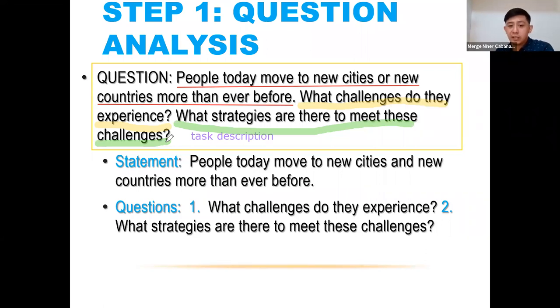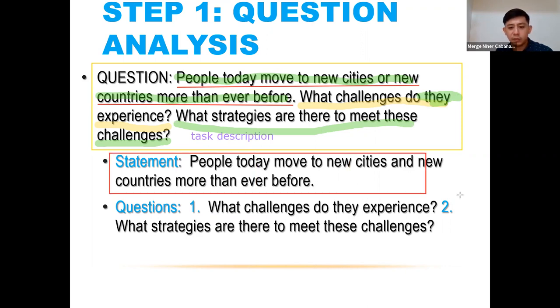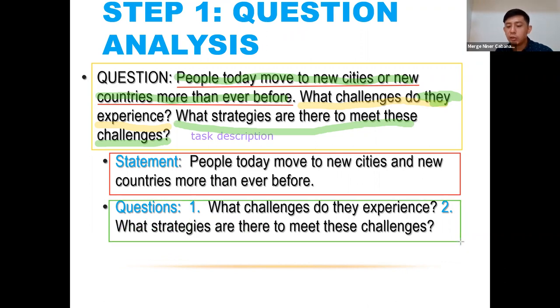I am basically being asked, what challenges do they experience? So the question is, who are they? Those people who moved to cities or new countries more than ever before. Okay. So we're going to segregate again. You have the statement here: people today move to new cities or new countries more than ever before. We call it the background statement. And then we have questions, questions 1 and 2. What challenges do they experience? And what strategies are there to meet these challenges? Okay, that is what we call the question analysis.